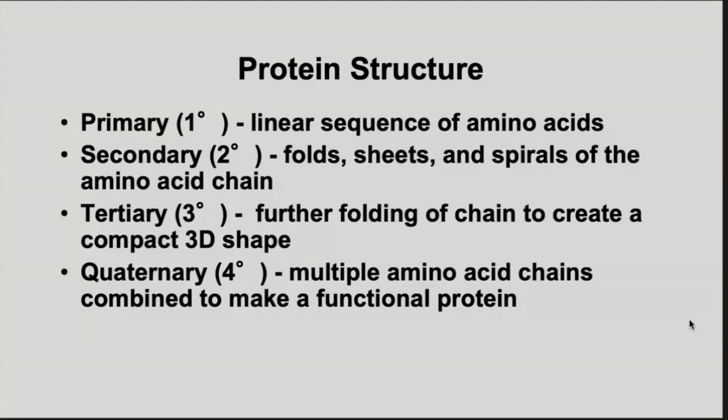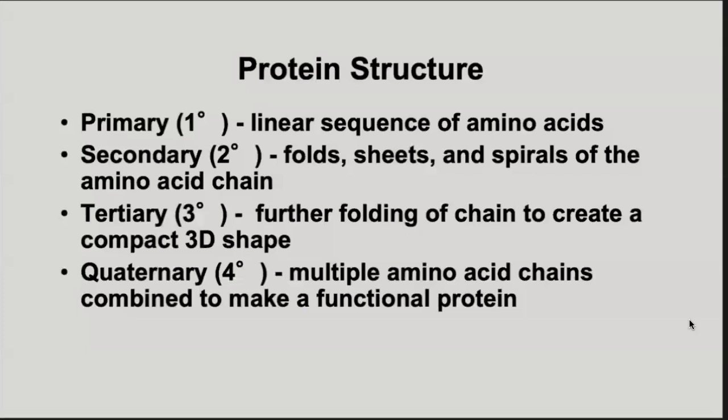This is where all of those secondary structures, all of those spirals, folds, sheets, and other elements get folded even more to create a compact three-dimensional blob. That is the tertiary or third degree structure of a protein. Now, there are a lot of proteins that are functional at this point. Something like myoglobin, which stores oxygen in muscle tissue, has a primary structure, secondary structure, and tertiary structure and that's it. It's now a fully functional protein.